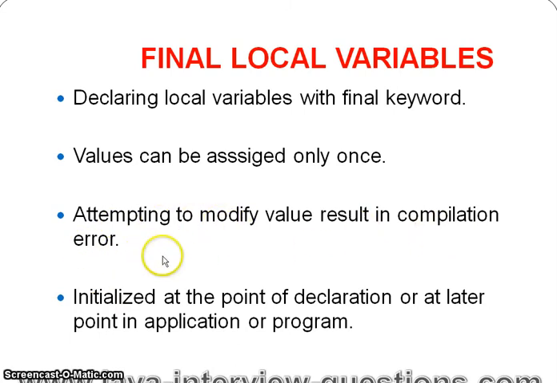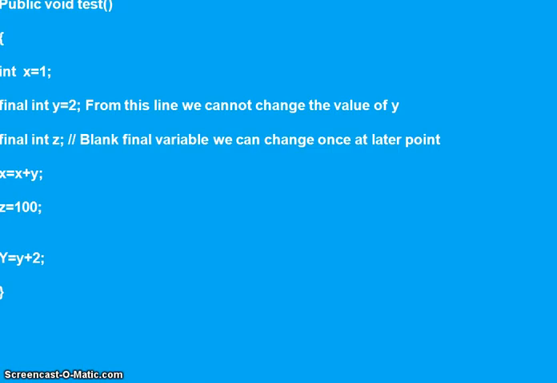Next, final local variables can be initialized at the point of declaration or at a later point in the program. Now we'll see an example of how to initialize final local variables and what happens if we attempt to modify them.